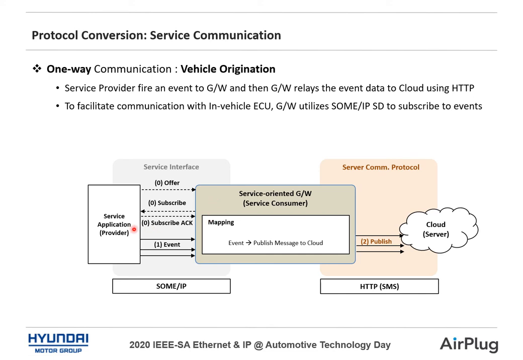When the service provider issues an event, then this event is delivered to the gateway via SOME/IP protocol. Then the gateway performs similar functions as before, parsing, checking, reformatting, and then delivering to the server using HTTP protocol.